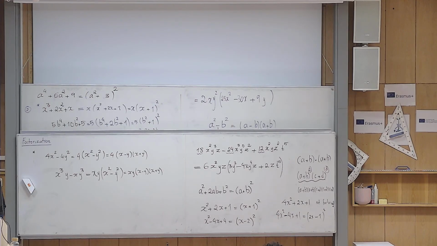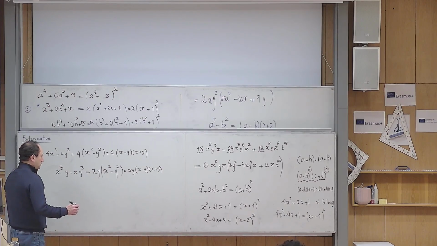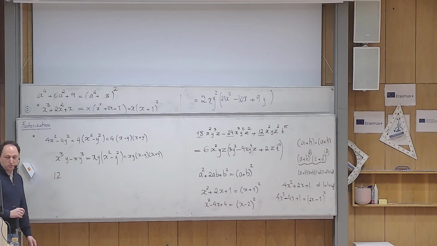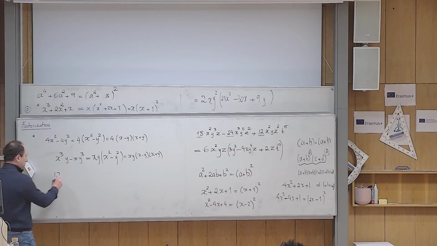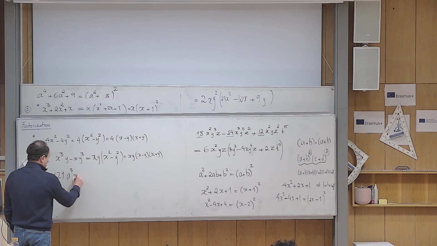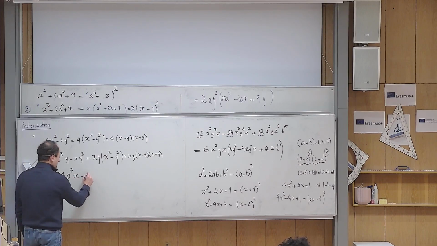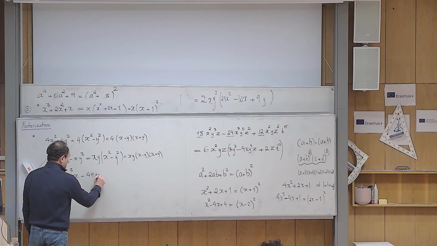Okay, so let me give you more examples. So I write this one. I don't know how much you know about the numbers, but I can help you. I will not give you these big numbers in the exam if you are not allowed to use the calculator. But here, let me write it. 121 a to the third x minus 49 a x cubed.